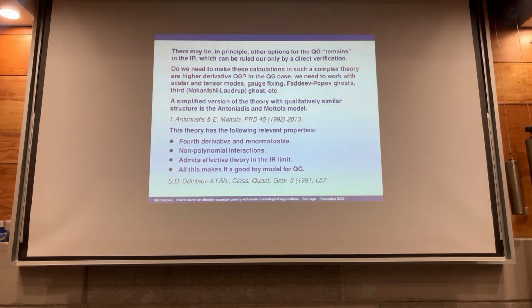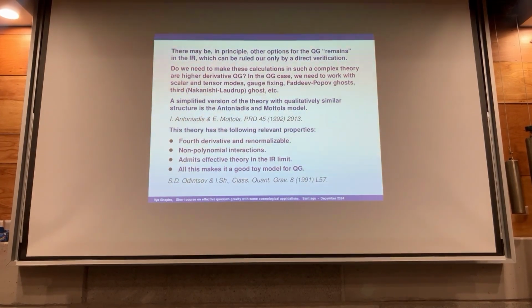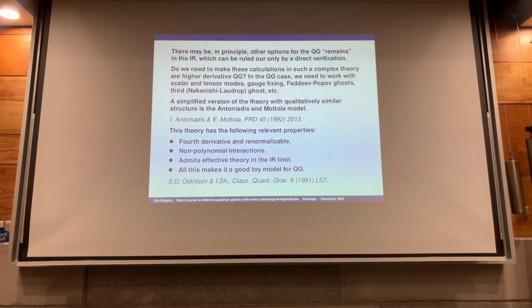And this theory is scalar theory with 4 derivatives. It resembles quantum gravity a lot because it has 4 derivatives. I will show you the action on the next transparency. It has non-polynomial interaction. It admits an effective theory in the infrared. This is something which Antoniadis and Mottola missed in '92, which was natural because the Donoghue paper appeared only in '94. And it means that we have a very good toy model for quantum gravity.